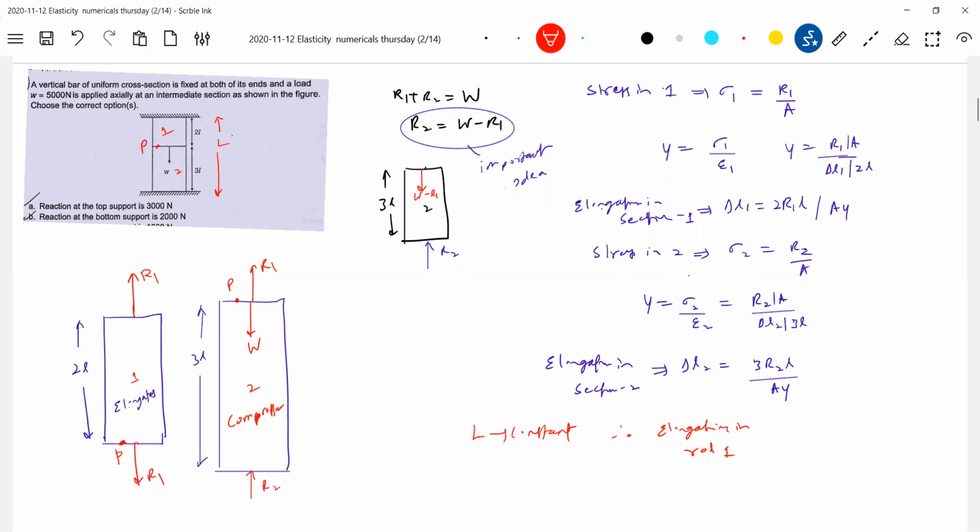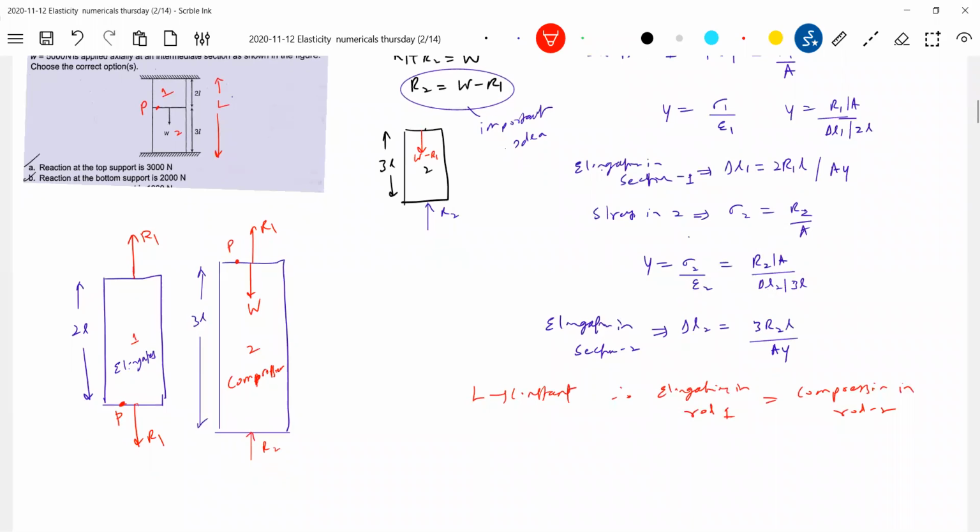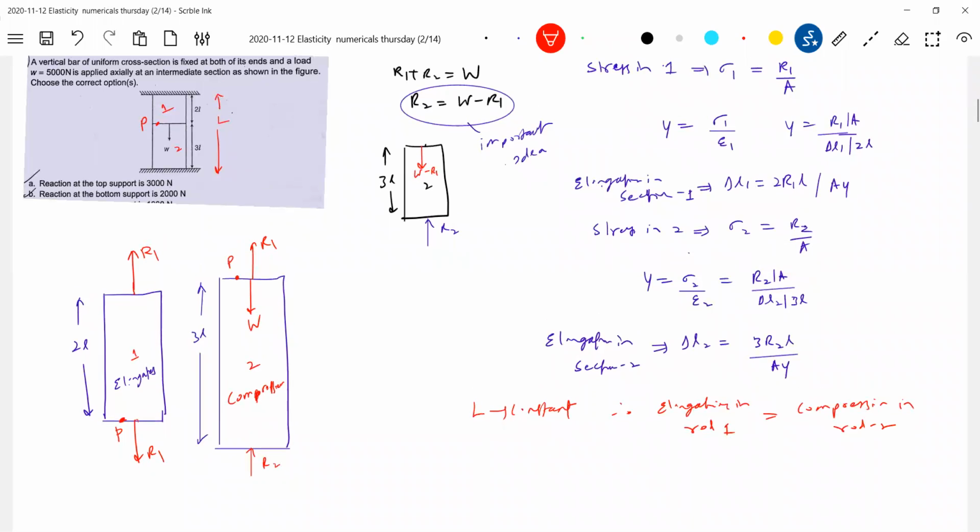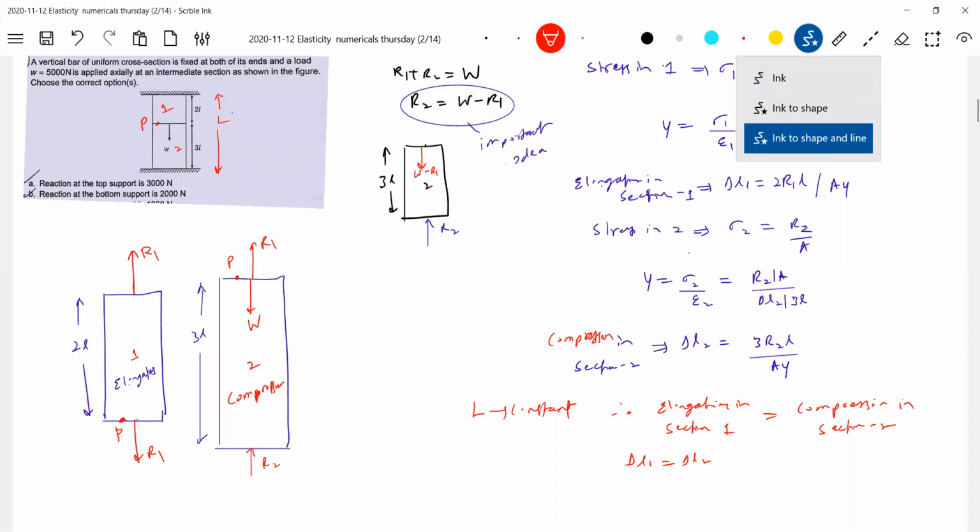Elongation in rod 1 is equal to compression in rod 2. Able to analyze this one? So we know elongation, we have found out, no? Elongation and, sorry, this is a compression. Okay, now substitute this one. So delta L1 is equal to delta L2. Let's calculate this and see what we'll get.